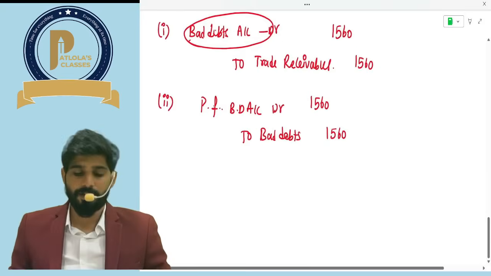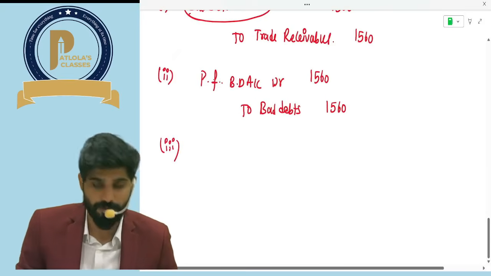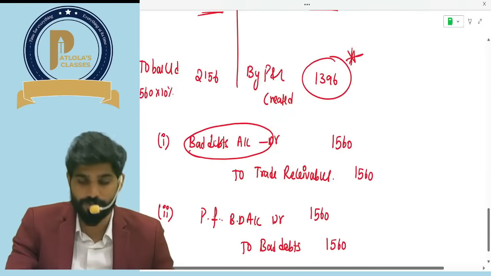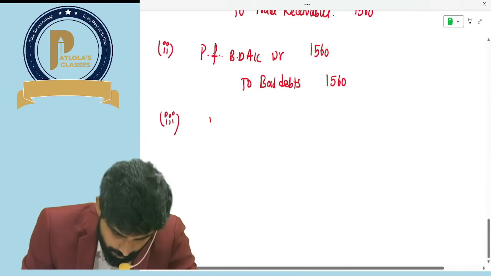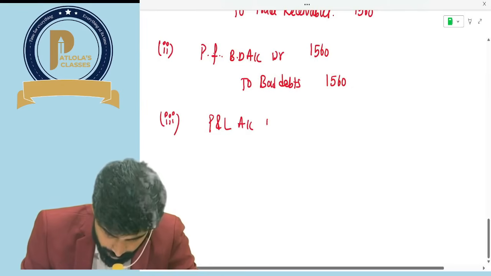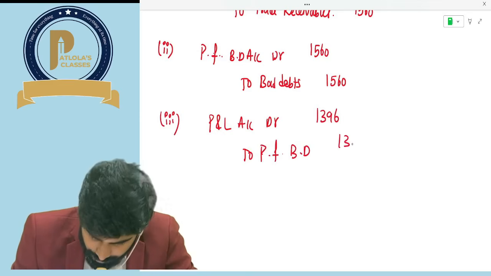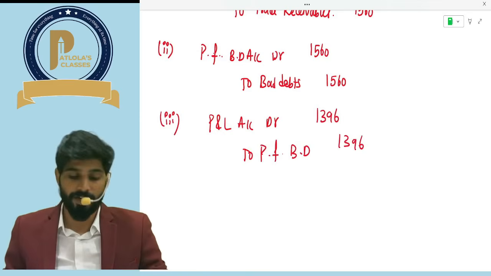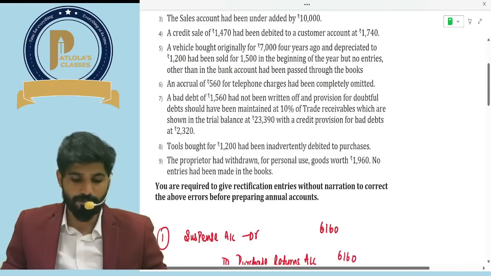Next, apart from this, we have to create a provision. How much provision are we supposed to create? We are supposed to create a provision of 1396. So for creating the provision, the entry will be P&L account debit to provision for bad debts. How much we need to create is 1396 and 1396. So these are the entries for the 7th point. Chalo, now let us come to the 8th one.